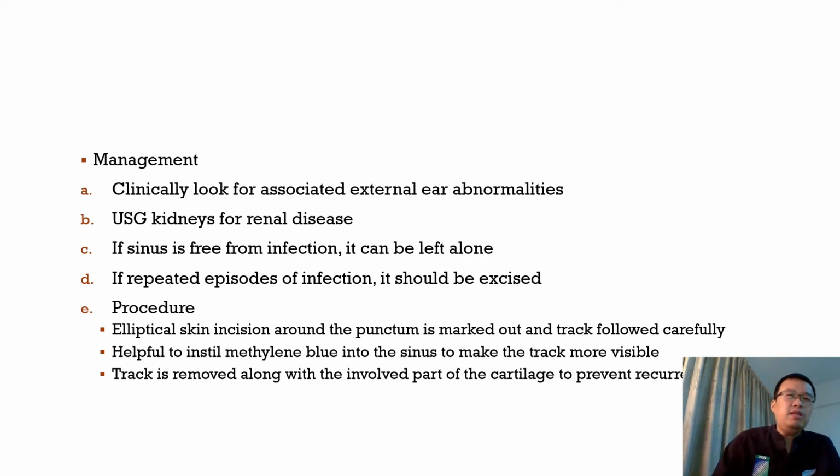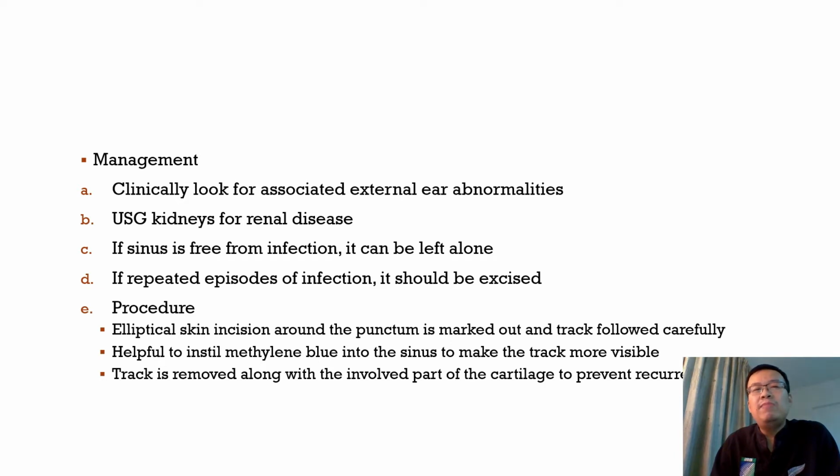Management-wise, you look for any other associated external abnormalities. You do an ultrasound of the kidney for renal disease because you need to rule out the syndrome that I mentioned previously. If the sinus is free from infection, leave it alone. You don't have to do anything. If there are repeated infections, you need to excise it. If there's an abscess, drain it first, excise it later.